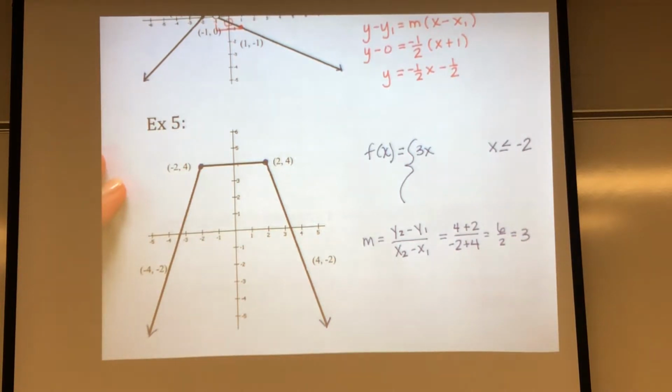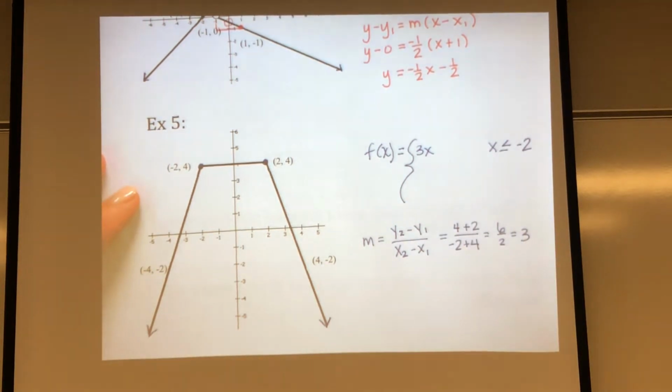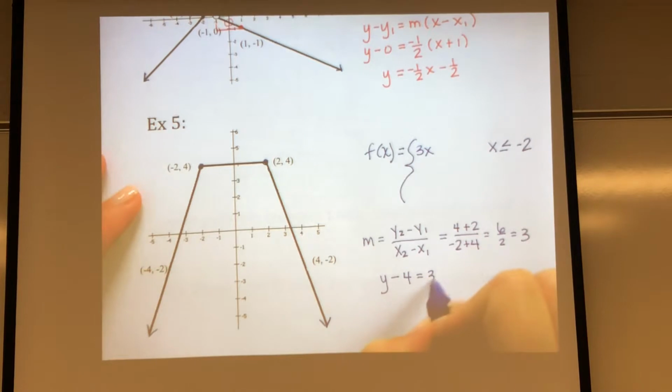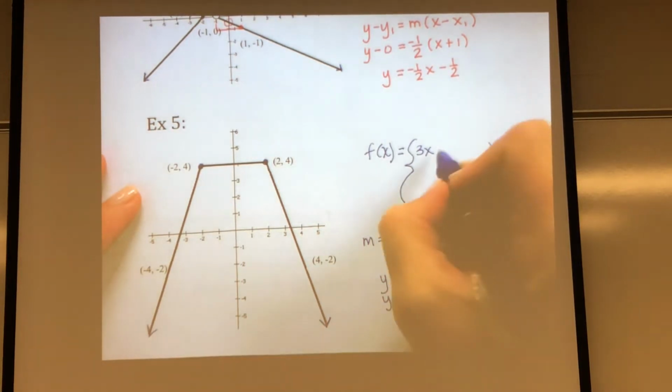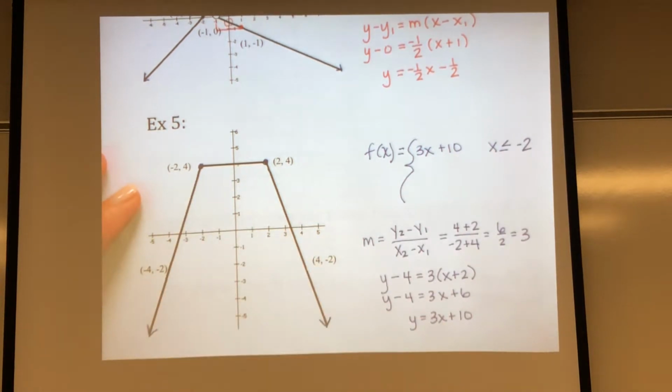But then we still need to find our y-intercept. So you can go back and use point slope, y minus, and you can use either one of these points. y minus 4 equals 3 times x plus 2. And then we solve that out. 3x plus 6, add the 4, and we get 3x plus 10. So we know that that first line here on the left is 3x plus 10, and we're only going to graph it when x is less than -2.